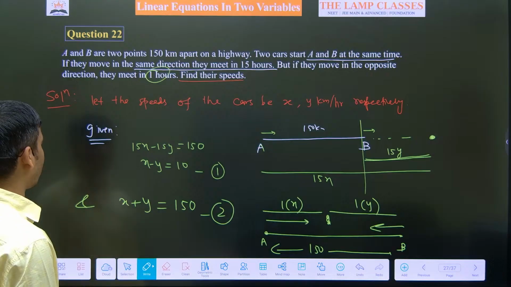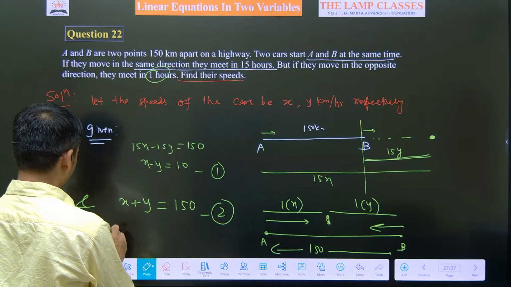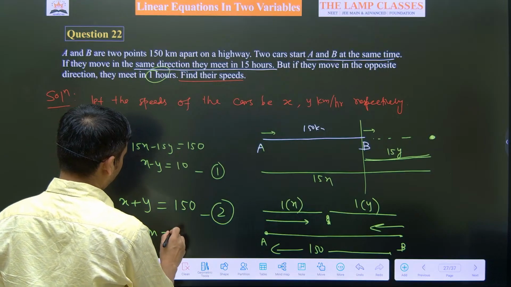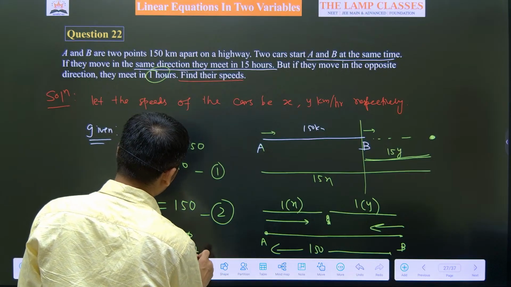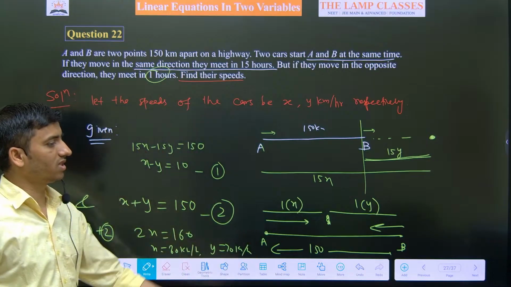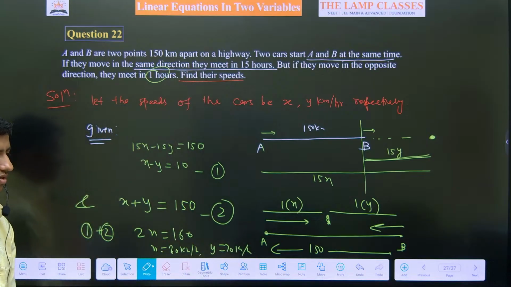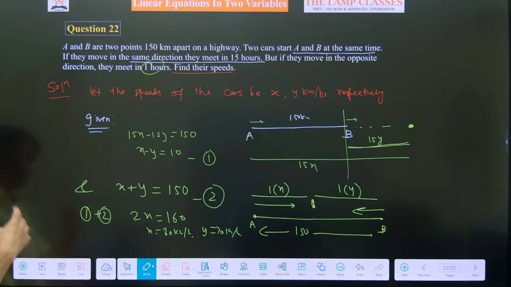Now we can easily solve them. Add 1 and 2, we'll get 2x is equal to 160. x is 80 km per hour and y will be 70 km per hour. If these are the speeds, then only this scenario will exist, otherwise it's not. Did we all get the answer? Good. So remember, even a similar question may be there in quadratic, only the equation which we will frame will be quadratic in nature, and then we'll solve the quadratic.